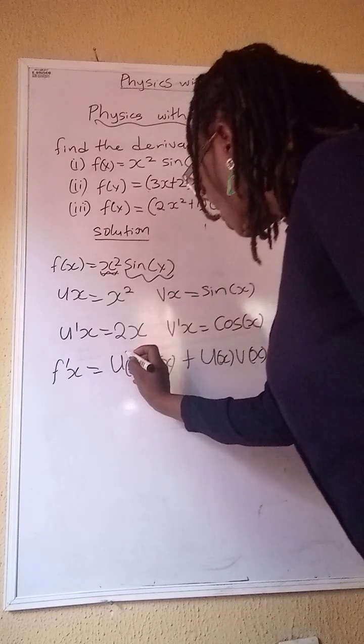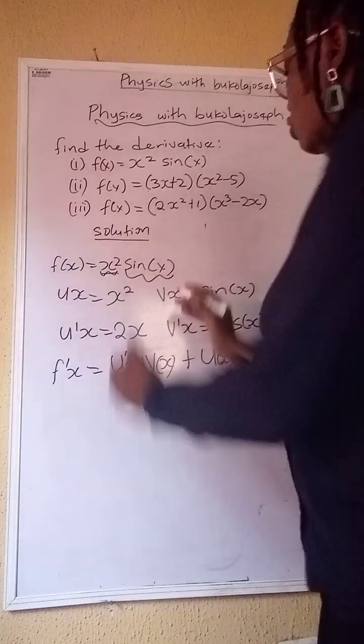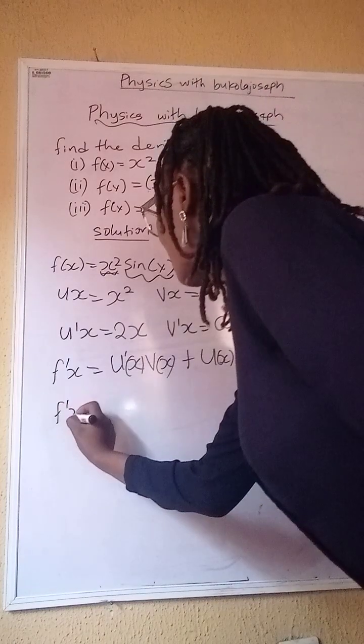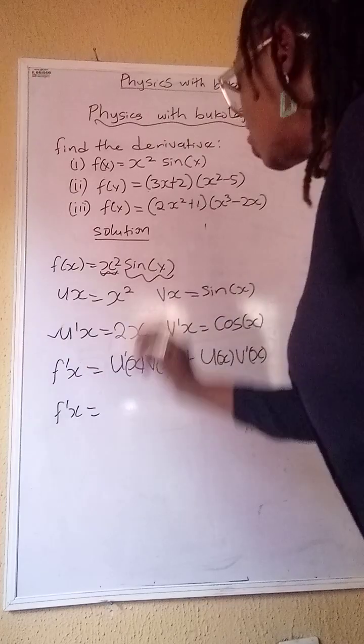Now, put prime on the first one here. Put prime on the second on this side. Now, let's substitute what we have. Okay, so we have this. What is our u prime x? This is our u prime. Anyone you use, tick it so that you don't repeat.